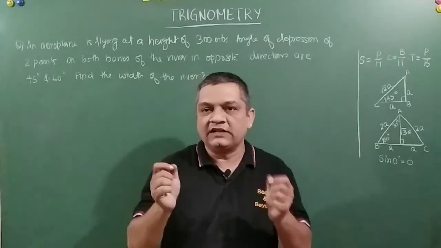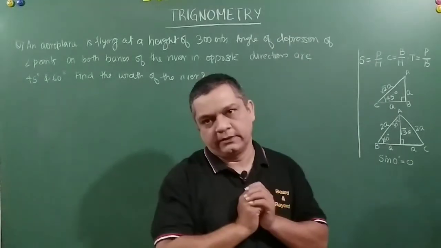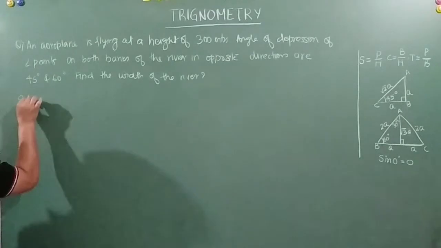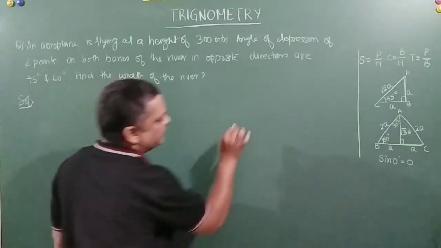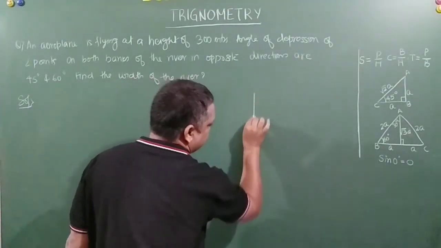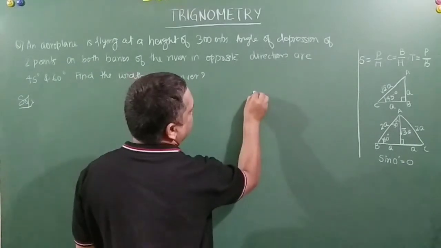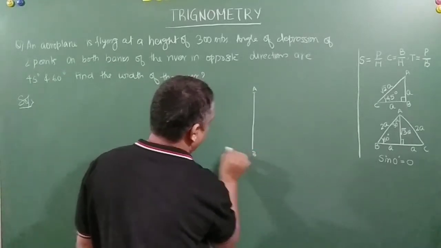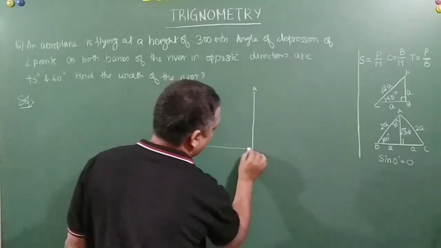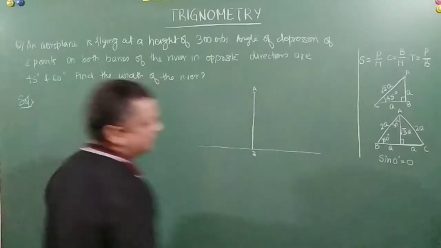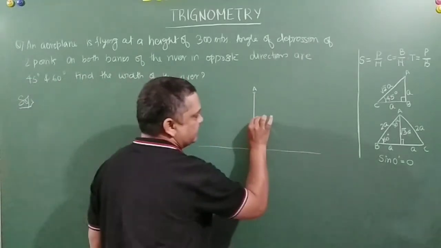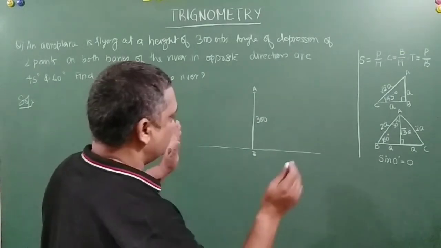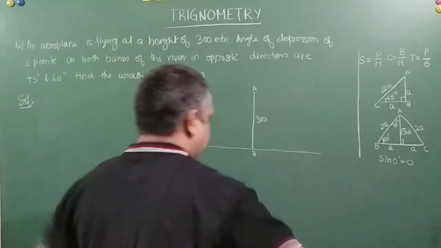Okay. So let's first draw the diagram for it. So solution. So I draw the diagram here. Let's say this is the aeroplane at point A, okay, and this is ground, or you can say the river level, right? This is 300 meters given. Now what is happening, friend? This is the river which is flowing like this, okay.